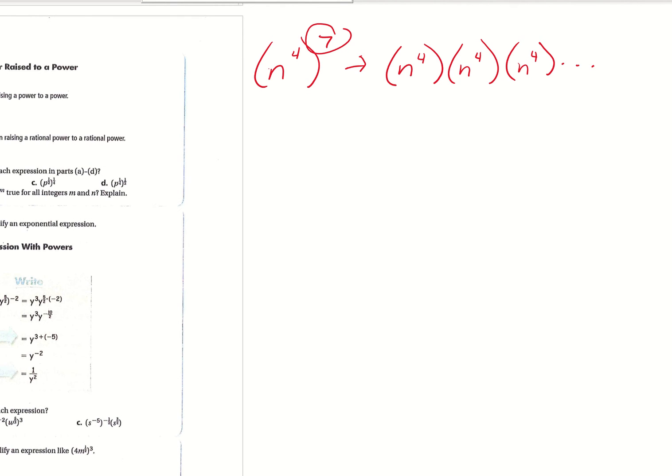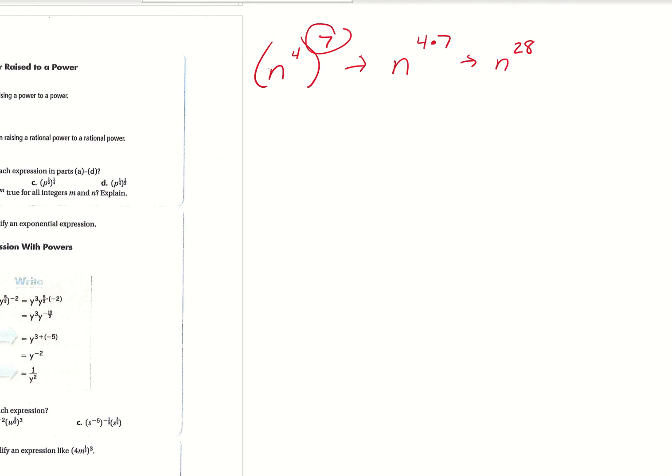If we were to simplify this further, this one would be not n to the fourth, just n times n times n times n. This one would be times n times n times n times n, and so on all the way out to 7. Now that's a lot, right? So what that tells us is we can go ahead, when we have this, and multiply 4 times 7. So instead of adding this time, we're multiplying to get n to the 28th.